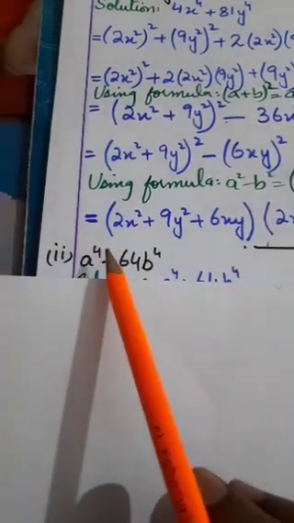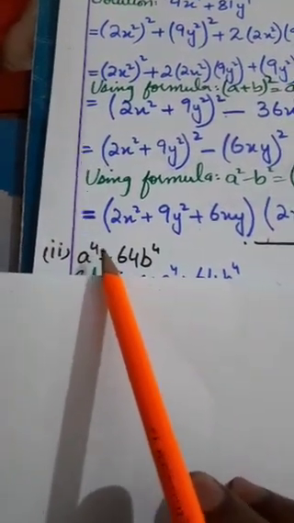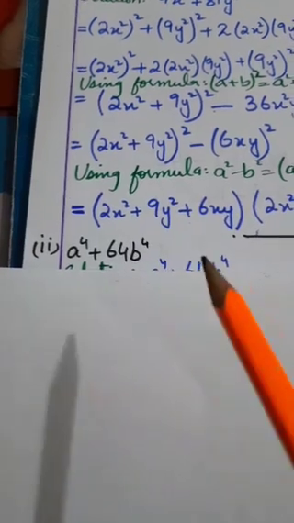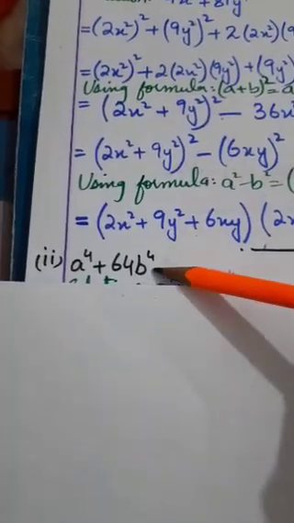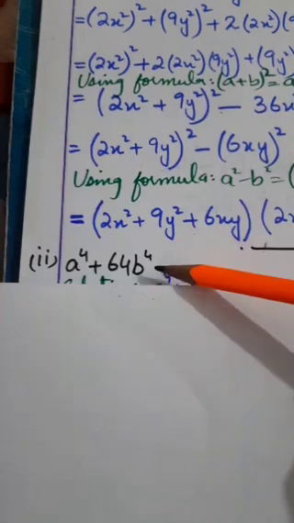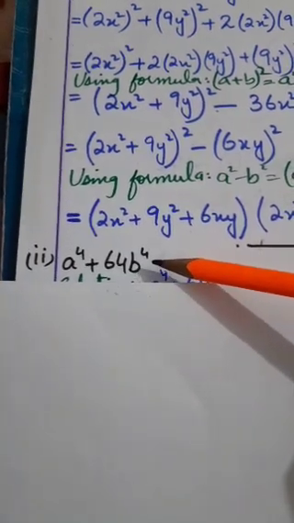Now the second part, girls, is a power 4 plus 64 b power 4. Again it is similar to the first part. There are only two terms, but we need the third term to complete the square.